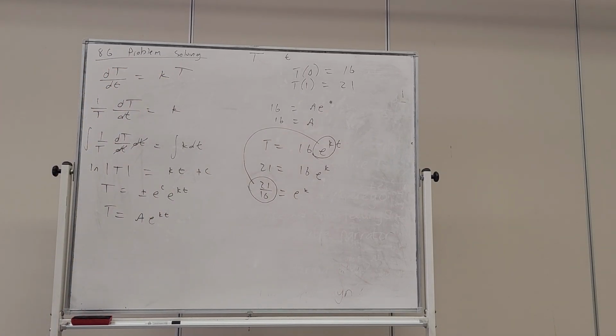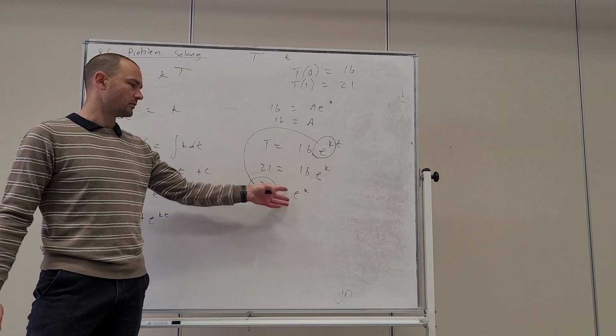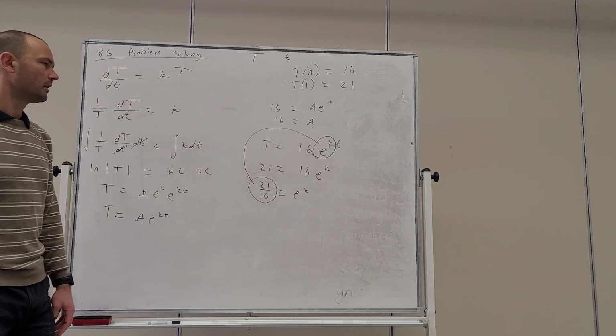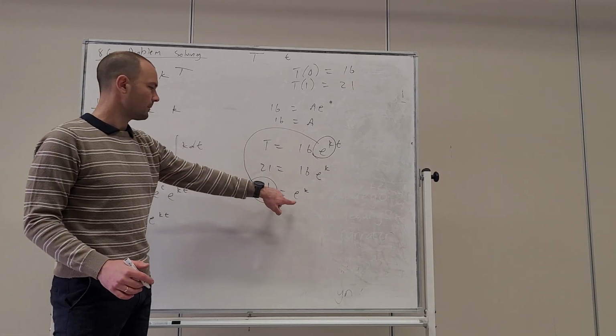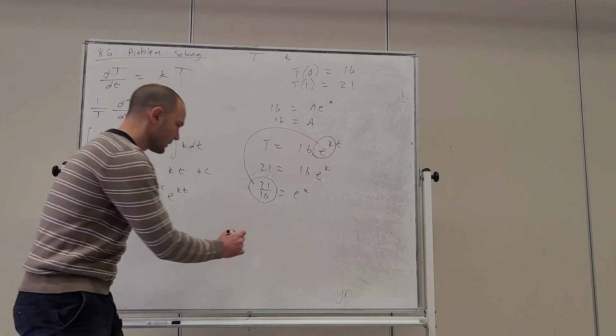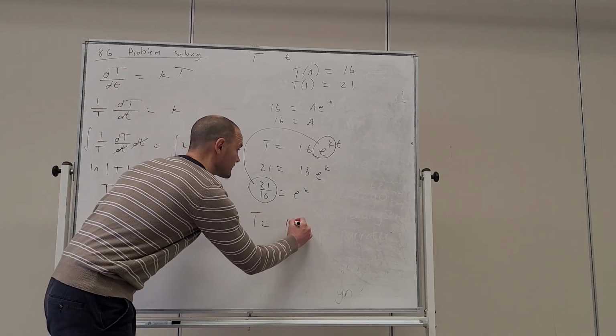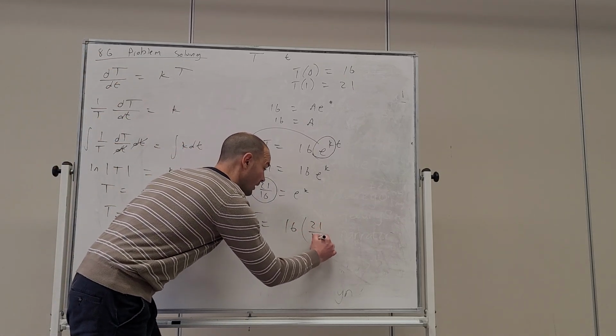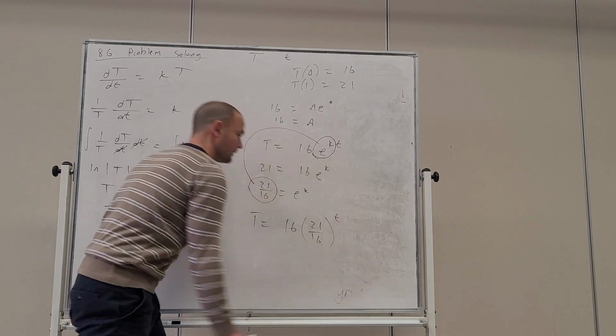Alright, so we can express it like that. Or if you want, you can solve through for k by doing the ln of both sides. Alright, not something that we need to do. We'll keep it as e to the k like this. So we have temperature then is equal to 16 multiplied by 21 on 16 to the power of t.